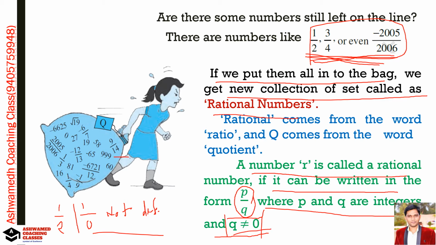This is very important. You can take P as 0, because we can write 0 upon 2 as a rational number. 0 upon anything is 0. So 0 is a rational number, but 1 upon 0 is not. This is not defined, so it is not a rational number. Are you getting this? So let us see the T diagram that we know.